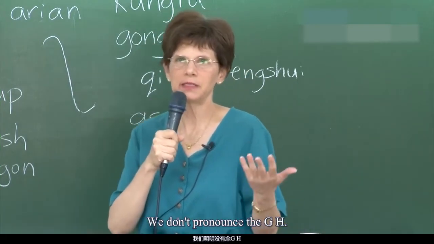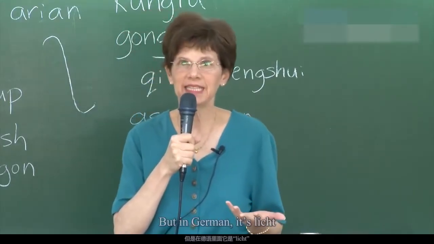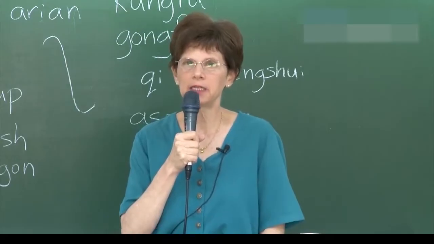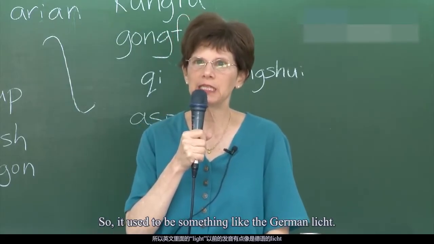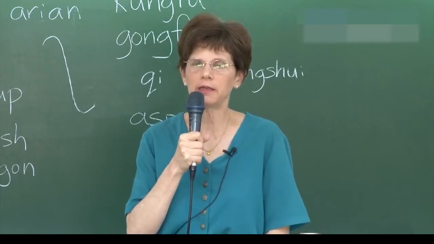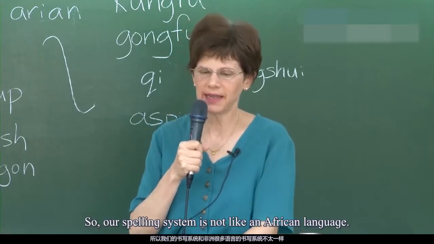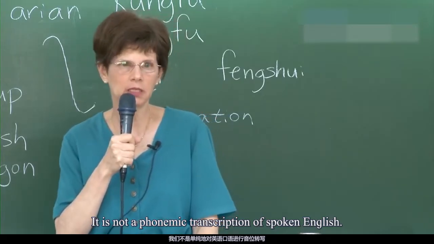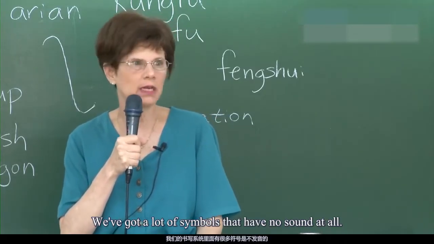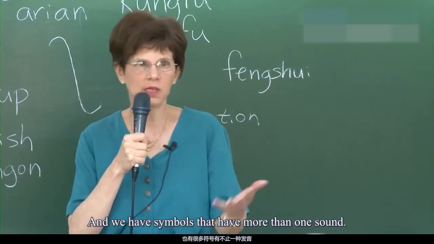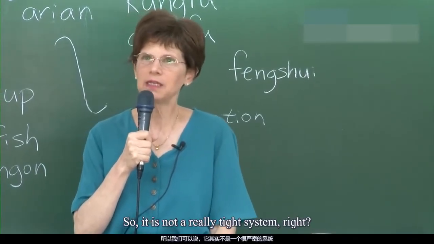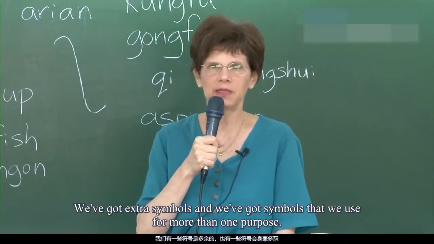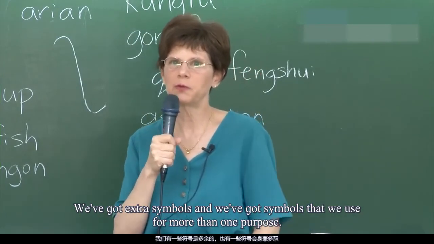L-I-G-H-T, light. We don't pronounce the G-H. But in German, it's Licht. That tells you that that G-H used to be pronounced something like H. So it used to be something like the German Licht, but now it's light. The G-H is gone. So our spelling system is not like an African language. It is not a phonemic transcription of spoken English. We've got a lot of symbols that have no sound at all. And we have symbols that have more than one sound. So it is not a really tight system, right? We've got extra symbols, and we've got symbols that we use for more than one purpose.